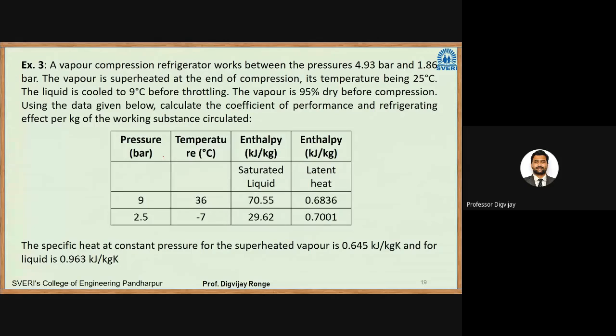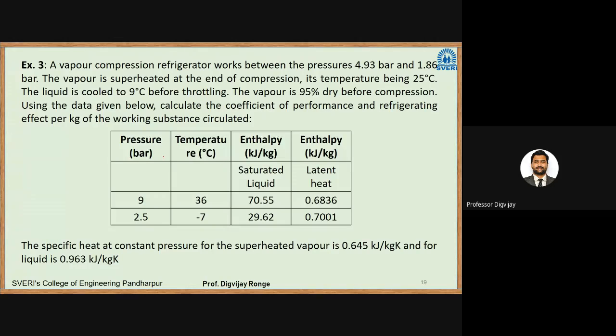So what it says: a vapor compression refrigerator works between the pressures 4.93 bar and 1.86 bar. The vapor is superheated at the end of compression, its temperature being 25 degrees Celsius. The liquid is cooled to 9 degrees Celsius before throttling. The vapor is 95% dry before compression. Using the data given below, calculate the coefficient of performance and refrigerant effect per kg of working substance circulated.